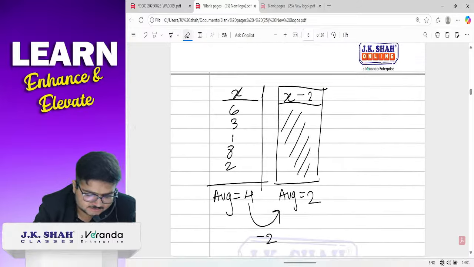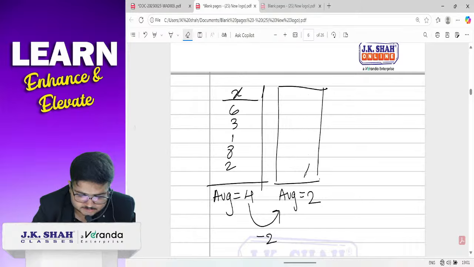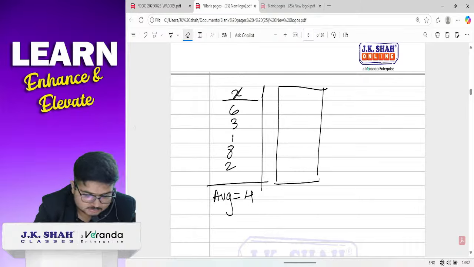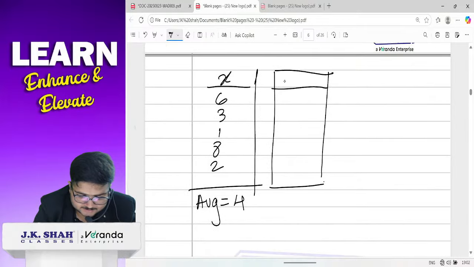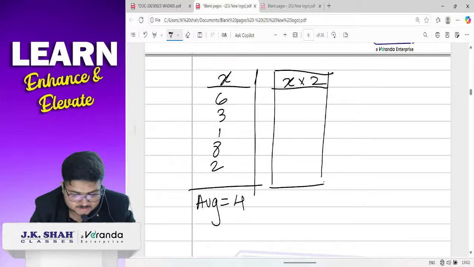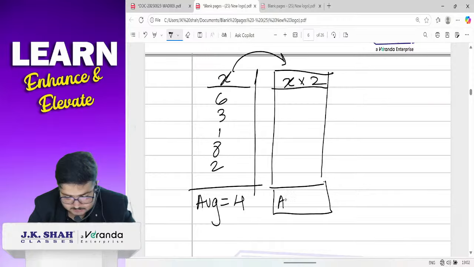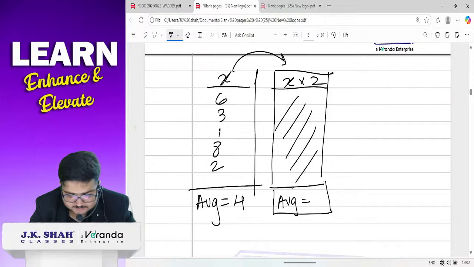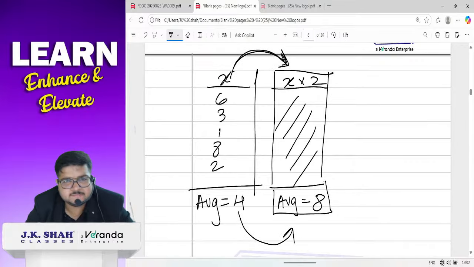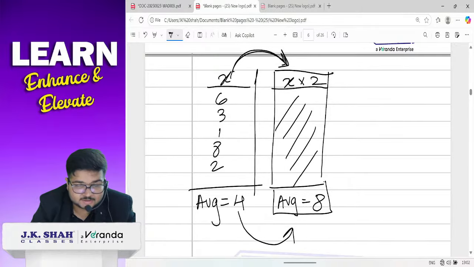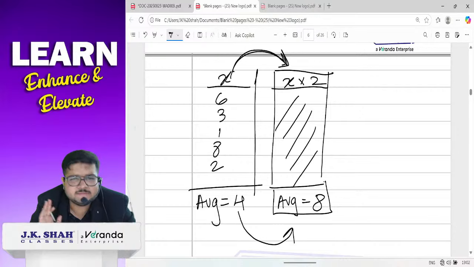Similarly, this goes with multiplication also. Let us see. If I multiply every observation by 2, I'll ask you a question. I am multiplying each observation by 2 and I ask you the average. You don't have to calculate the observations. If every observation is multiplied by 2, the average will also be multiplied by 2. Answer is 8. If all the observations are multiplied by any number, the average will also be multiplied by that number only.